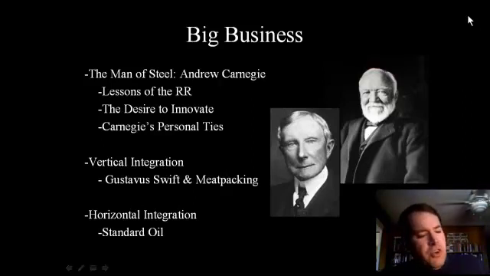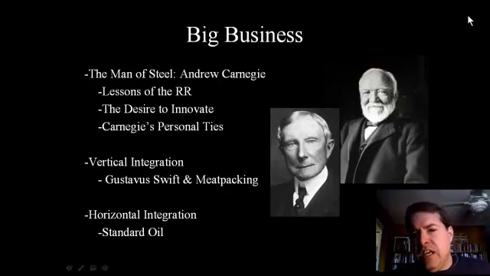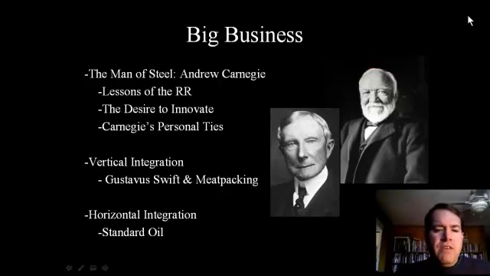Now, Carnegie had started this with Carnegie Steel. Carnegie had bought up iron ore mines, had bought up various elements to guarantee that he had access to raw materials. But Gustavus Swift will literally buy up everything needed from the raw material to the finished product and do everything in between. This is known as vertical integration.